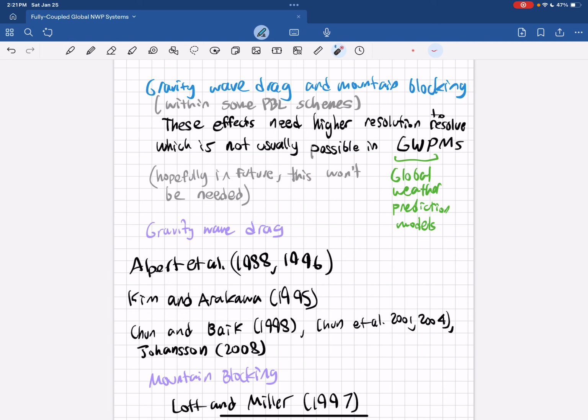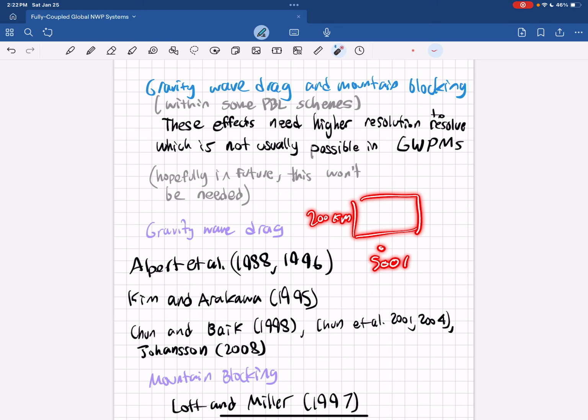And so that's usually not possible in global weather models, because if I had a small region, like maybe a region that's 200 kilometers by 500 kilometers, maybe we could do this without needing a parameterization. But for the global model, we're looking at the entire Earth.